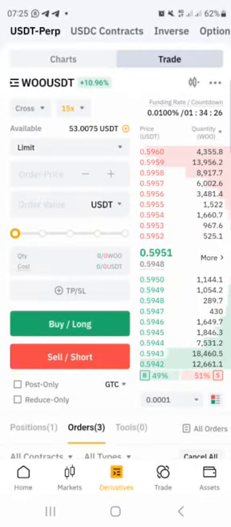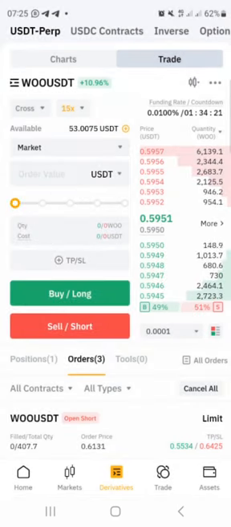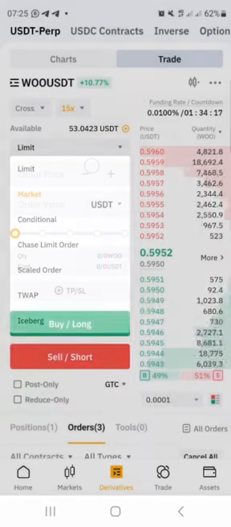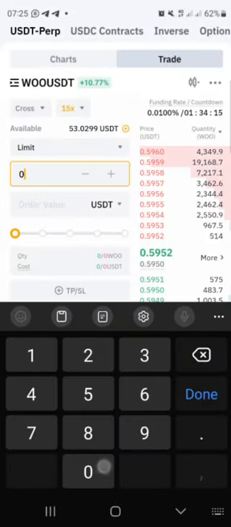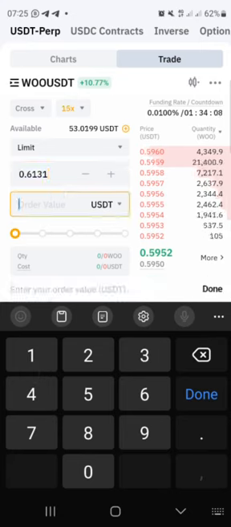Once you click on limit, it's going to ask you for order price and order value. If it is market, it's not going to ask for order price because it's just going to use the current market price. So we're going to use limit, put in the order price, which is 0.6131. Then we'll put in the order value. How you get your order value is the most important part.